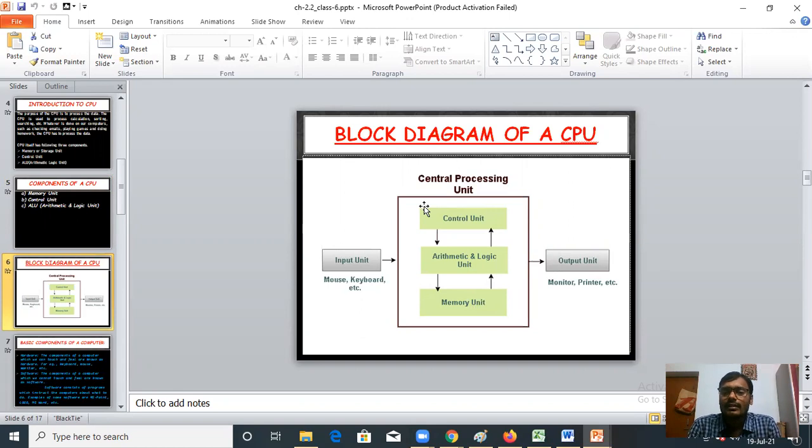Now after creating the result, the data is stored in the memory unit and then the data is transferred to the output unit like monitor and printer, where you can see the output. If there is no output device, data will be stored in the memory, but you cannot see the data. So you have to use some output device so that you can see the data. Understood? You have to attach monitor or printer to your computer so that you can see the output.